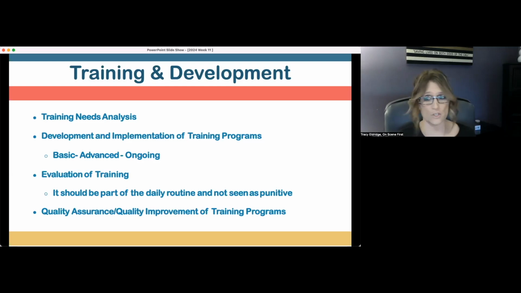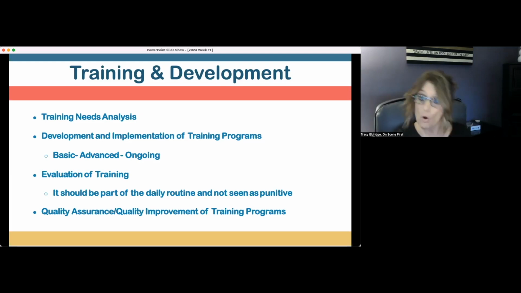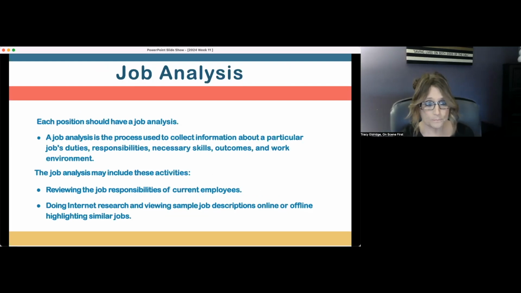There needs to be an evaluation on that. Is this something that they were taught? Is it something that they need to learn? Is it confidence? Is it over time, etc.? And then quality assurance, quality improvement of the training program itself. Very few times do we have the trainee evaluate the trainer, and that needs to be something that is being done. Trainers have a lot to do with the success of the trainee coming out of the training program.